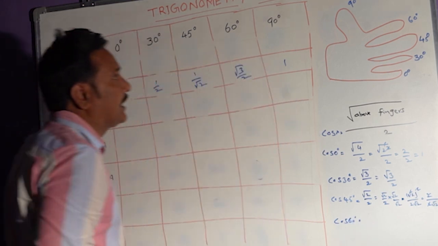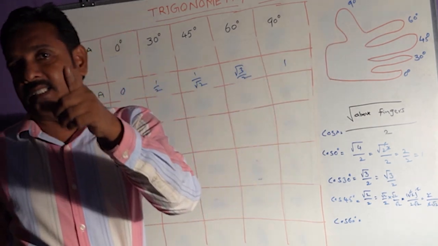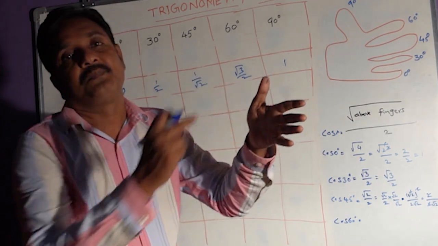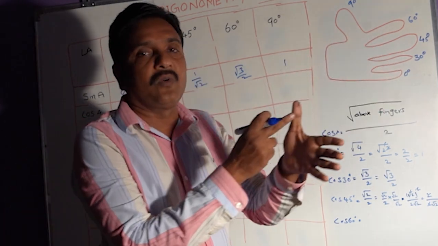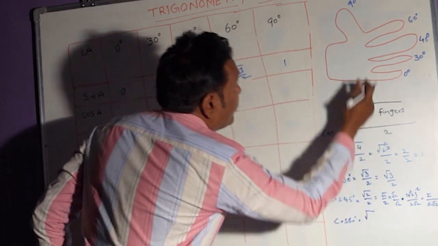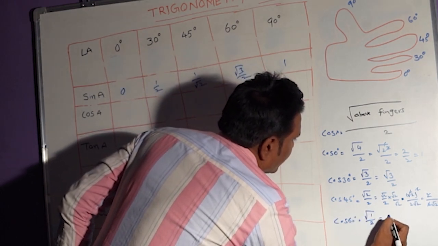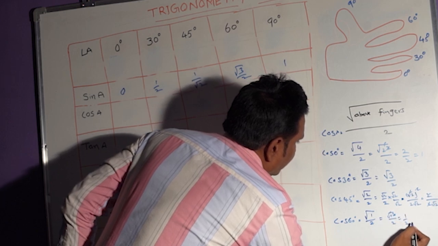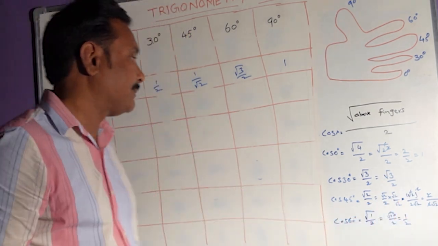Cos 60 degrees is equal to... Cos 60 degrees means the index finger is 60 degrees. 60 degrees below fingers is 1, 2, 3. Above, 60 degrees above fingers is only 1. Then cos 60 degrees is equal to root of above fingers, above finger is 1 by 2. Root 1 is equal to 1 square by 2. Square root cancel. 1 by 2. Cos 60 degree value is 1 by 2.